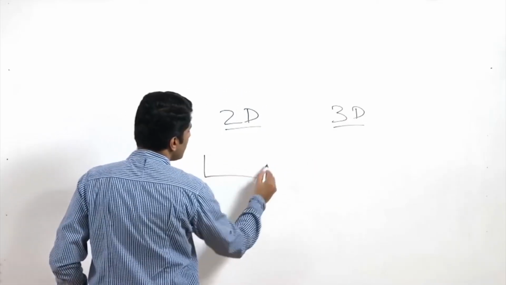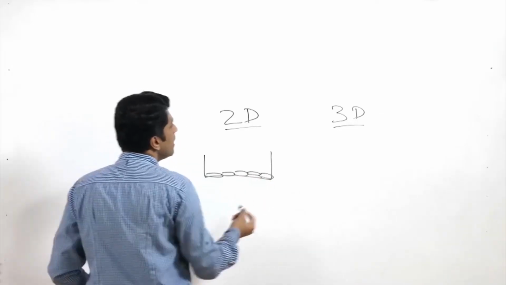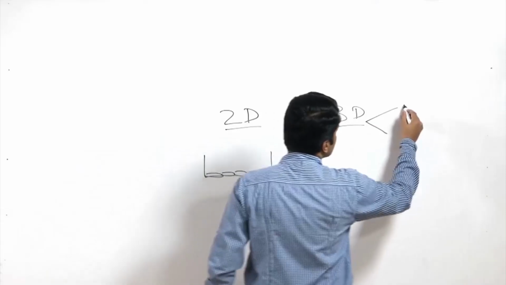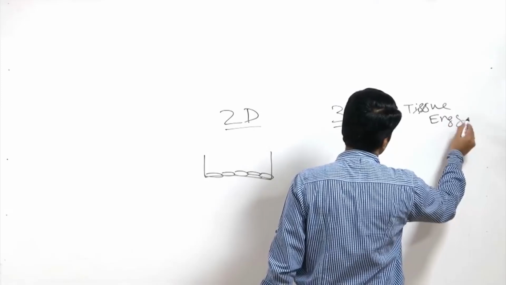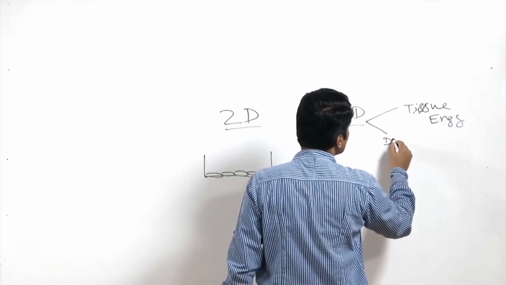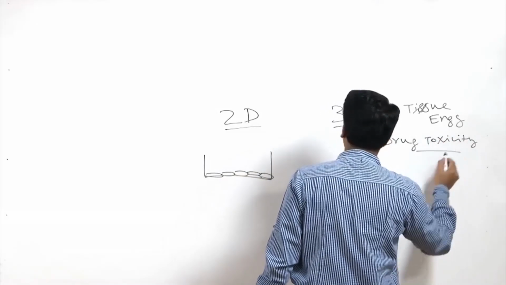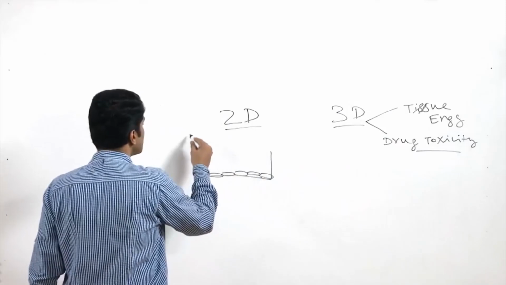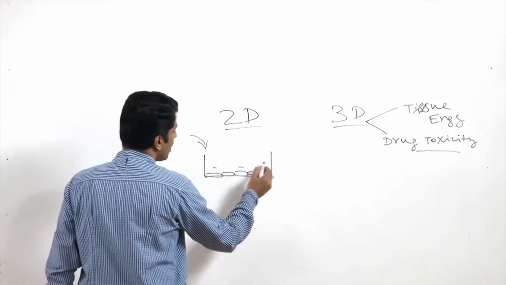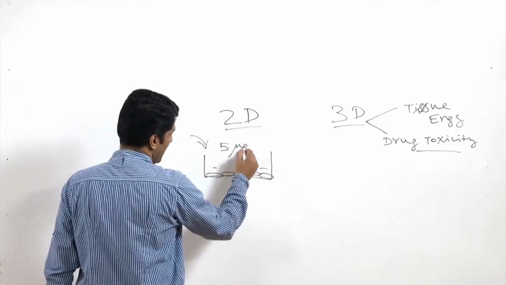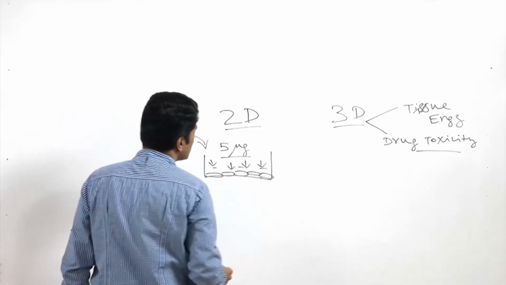So usually in the lab we grow the cells in 2-dimensional, and 3-dimensional can be useful for tissue engineering application and also for studying the toxicity of drugs. So when you study the toxicity of drugs using this 2-dimensional, what happens is all the cells will get equal amount of concentration. For example, if you are using 5 microgram of drug, all the cells will be exposed to the particular concentration of drug.